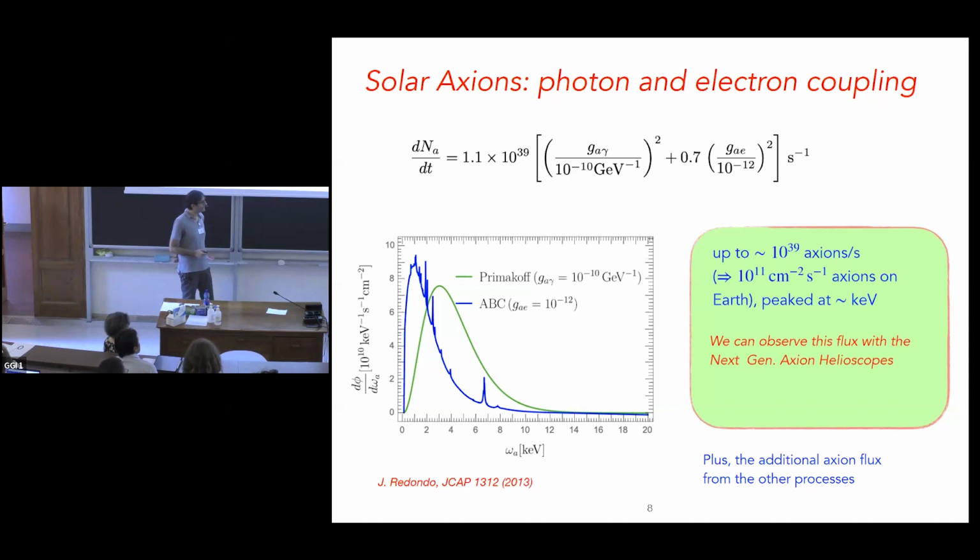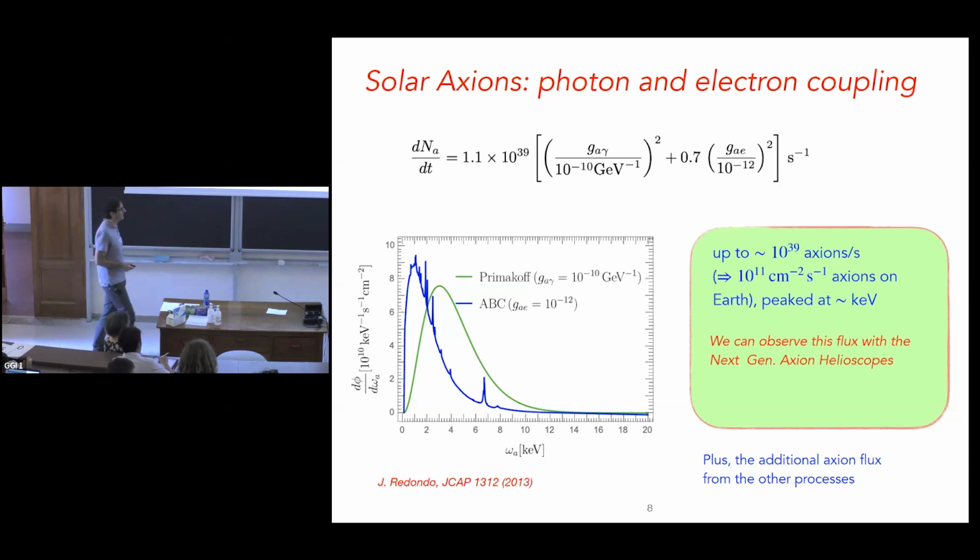This looks slightly different, and there is actually quite a bit of discussion now in the community about the possibility of distinguishing them. Obviously, you need some energy resolution, but it's not excluded. We're discussing that. Maybe if I have some time, I'll tell you something. But anyway, to give you an idea, at the level of the axion bounds we have now, we expect some 10 to the 11 axions per square centimeter per second on Earth, peaked at a few keV from the sun.